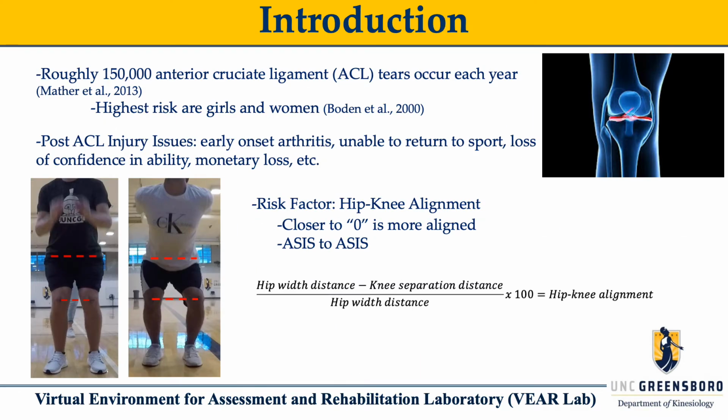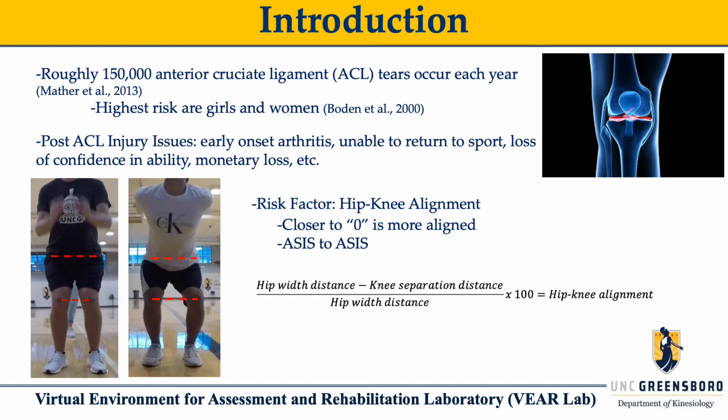The ACL, or anterior cruciate ligament, aids our bodies in running, jumping, and moving side to side. Roughly 150,000 people will sustain an ACL injury this year, the majority being athletes. Women and girls are at a higher risk than men and boys to sustain this injury. While this injury is devastating in many capacities, post-ACL injury can be just as debilitating, as early onset arthritis can occur, unable to return to sport, loss of confidence and ability, and monetary loss are just a few.